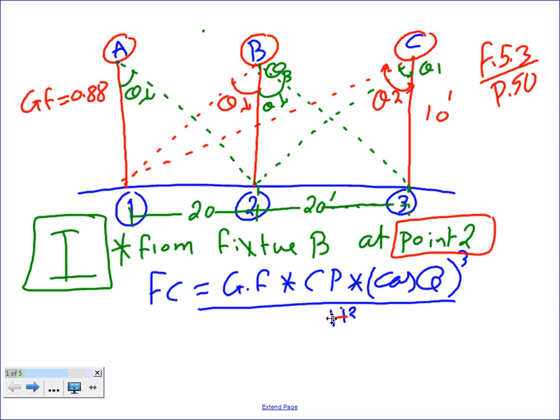Okay, any question about the given before we go into applying the formula? All right, let's go apply the formula. Take the foot candle. Before we do the foot candle, we need to find the Q, guys, the angle.